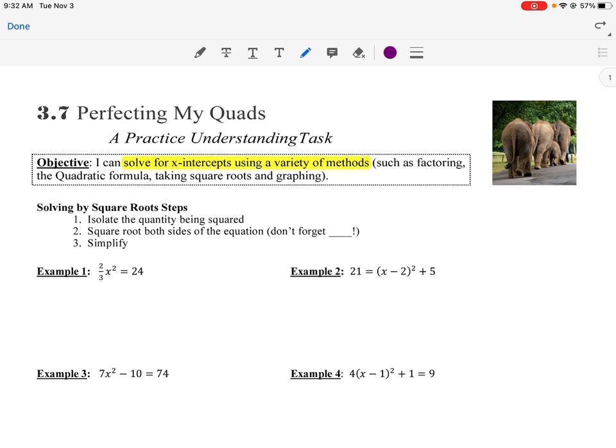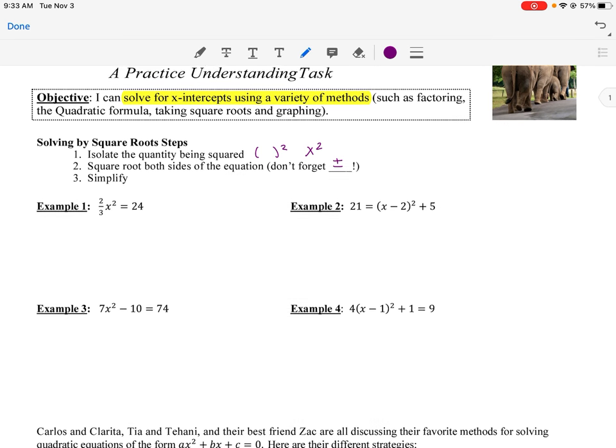So solving by square roots, the idea here is we want to isolate the quantity being squared. So maybe like, hey, if we have something in parentheses squared, we're going to isolate that. Or if you've got an x squared, that is also something that you want to isolate. Then we're going to square root both sides. Don't forget, when you take the square root of something, remember there's two answers. So for example, the square root of 9, there is both a positive and a negative 3 that will get you back to 9, because positive 3 squared is 9. But also a negative times a negative is a positive, so negative 3 times negative 3 is also 9. And then if necessary, we're going to simplify.